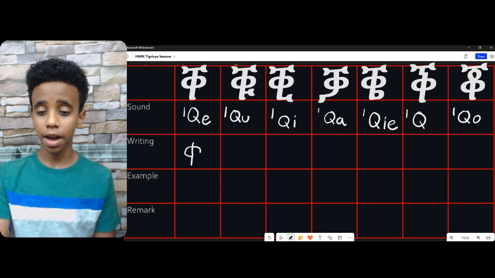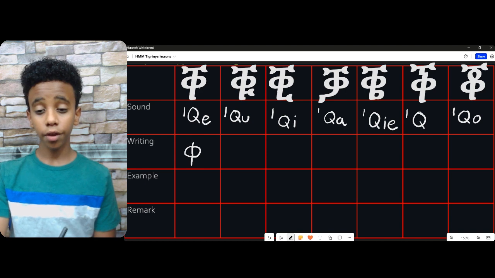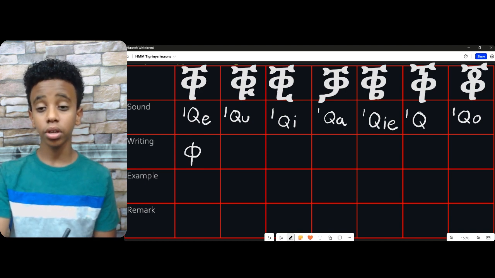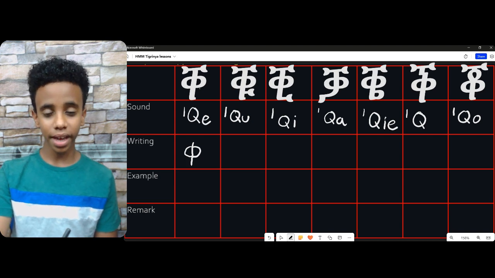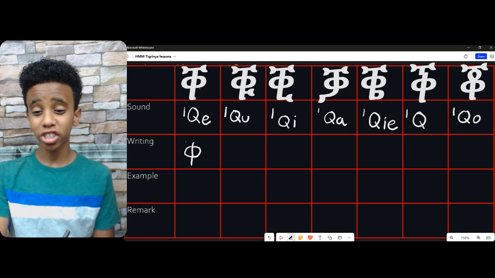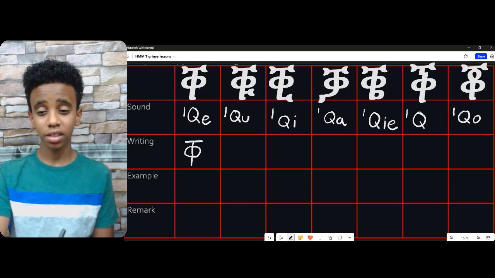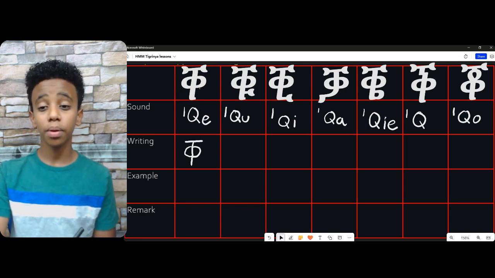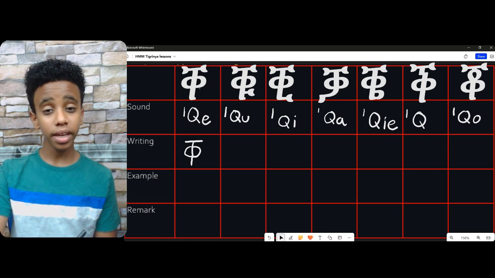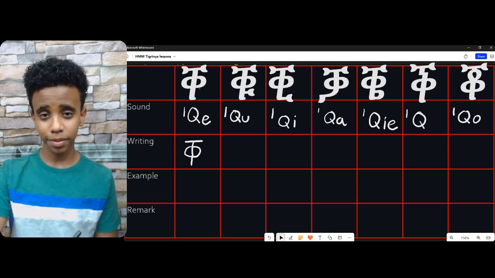Then you make another half circle. And then, if we left it the way it is, this will look like the letter Q. But since this is the other letter Q, we'll add a hat over it. And so one way that you can remember is that the letter Q has no hat, but the letter Q does have a hat.